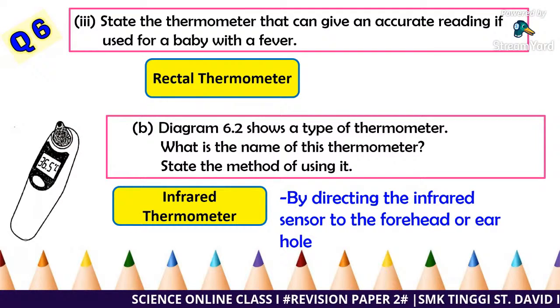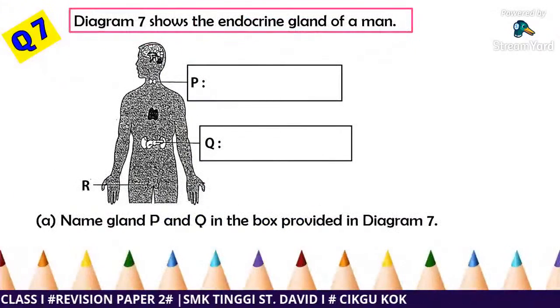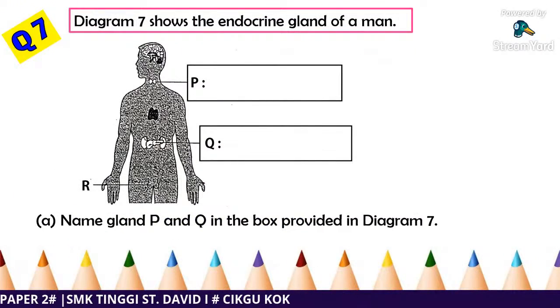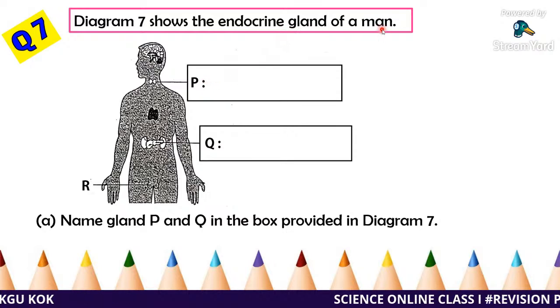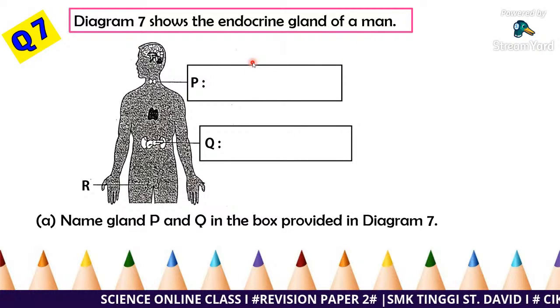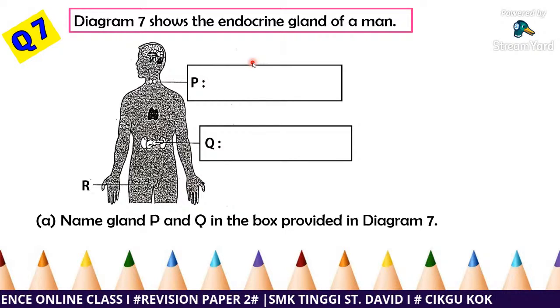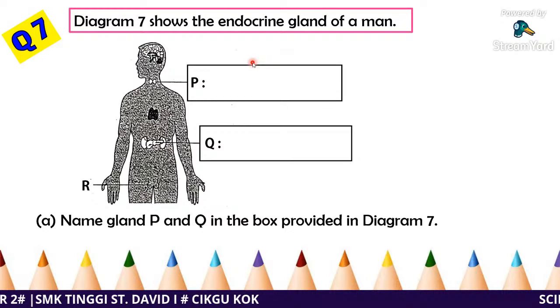Okay, then we continue to question 7. We just did 50 already, we have 10 minutes. Diagram 7 shows the endocrine glands of a man. Can you name the P? Faster, answer me. What's the answer for the P?